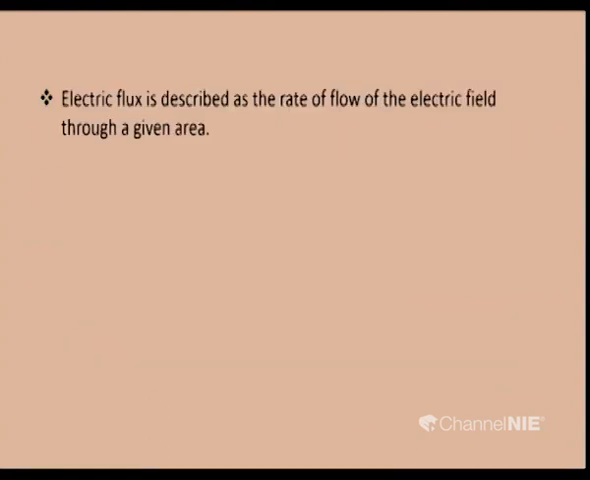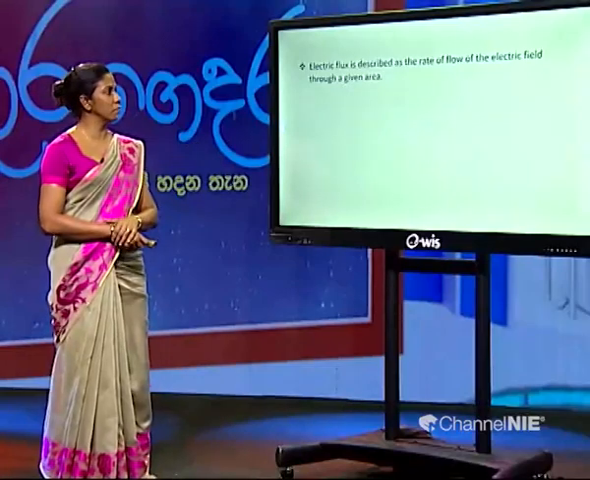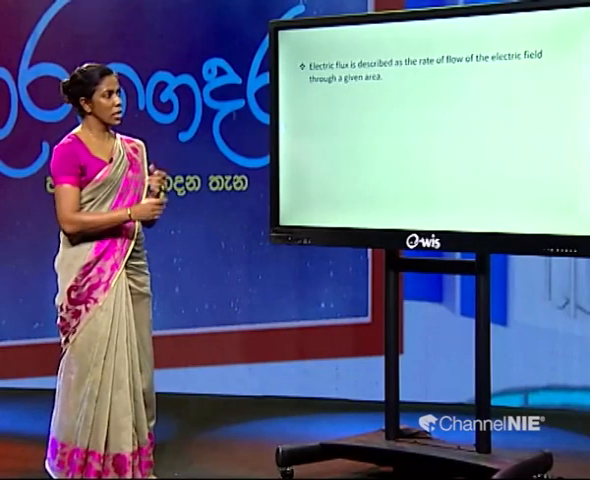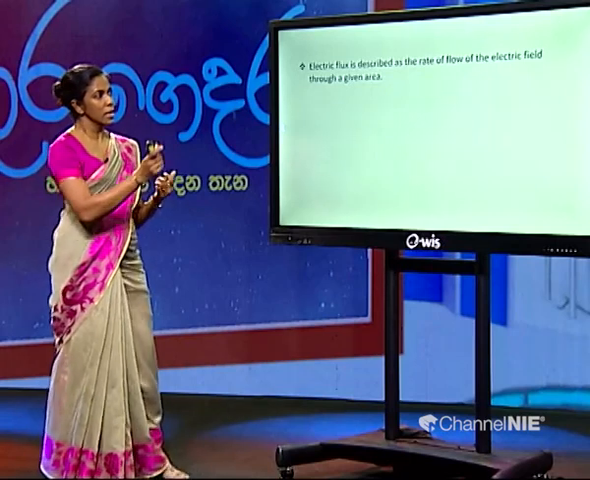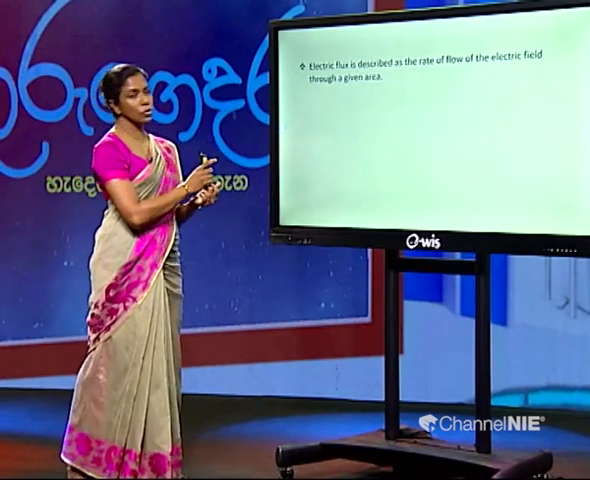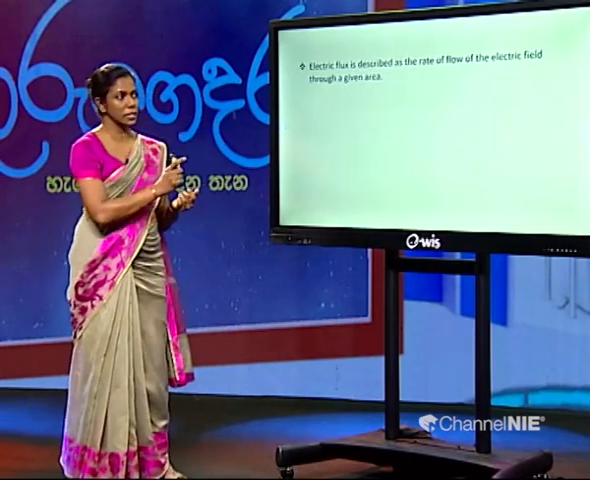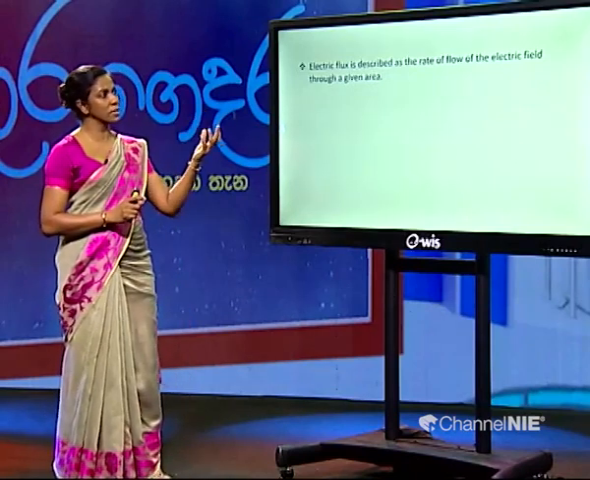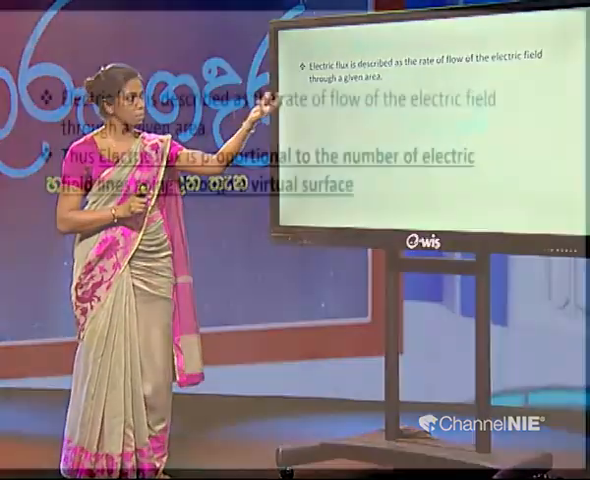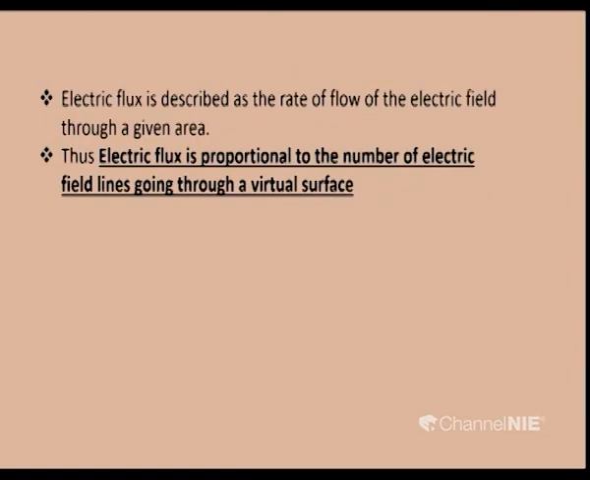When we come to the electric flux model, the electric flux is described as the rate of flow of electric field through a given area. There are two words associated here: the electric field and a given area. This shows that the flux depends on the electric field's properties as well as the area we choose. Electric flux is proportional to the number of electric field lines.